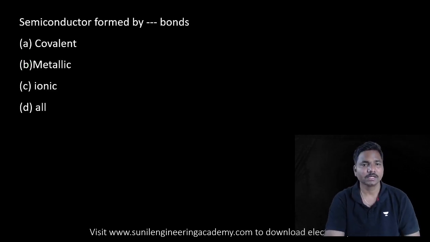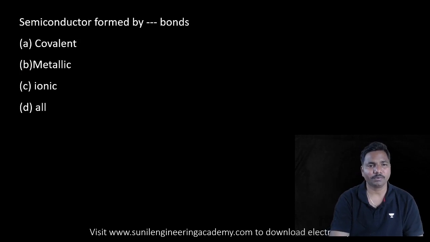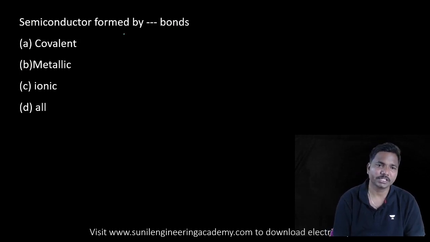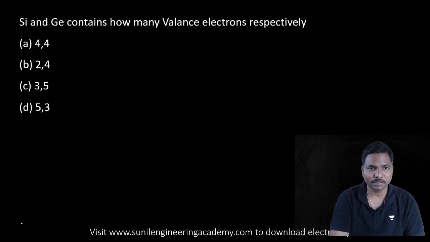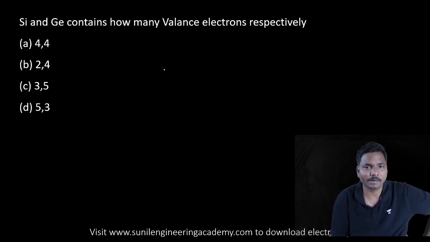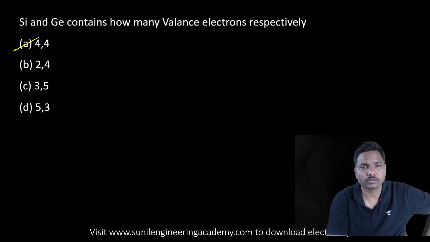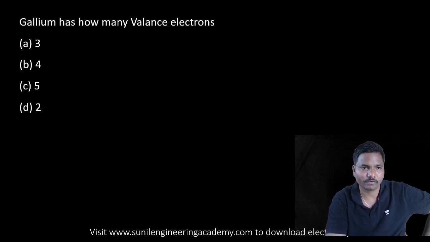Coming to the next one, semiconductors are formed by dash bonds. Semiconductors are formed by very strong bonds, that is covalent bonds. So the answer is option A. Coming to the next one, silicon and germanium contain how many valence electrons? I have already given that silicon has 4 and germanium has 4.